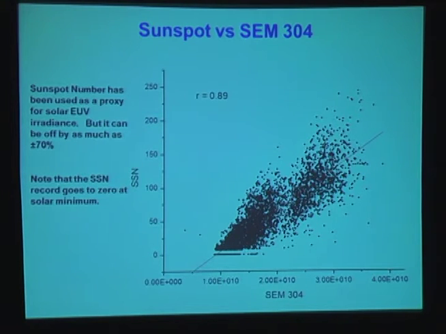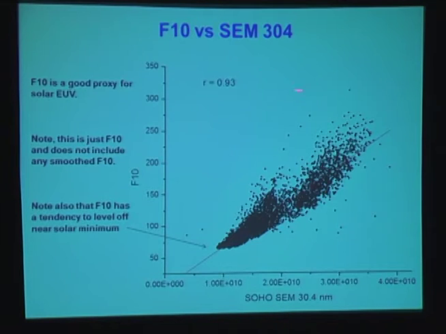I would recommend, even though IRI still uses sunspot number, although it's been parameterized to use F10, don't use sunspot number. It's really not a very good proxy for EUV. Now this is F10, and Phil showed that it works very well. This is not including any kind of 81-day average. This is just the F10.